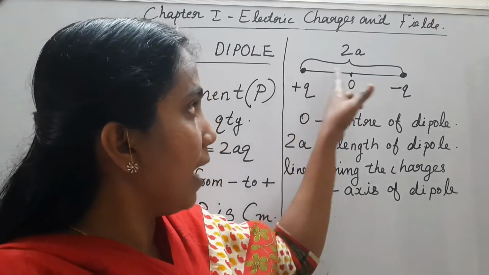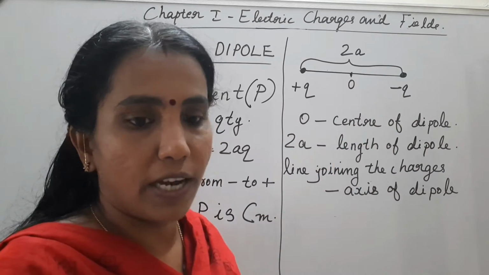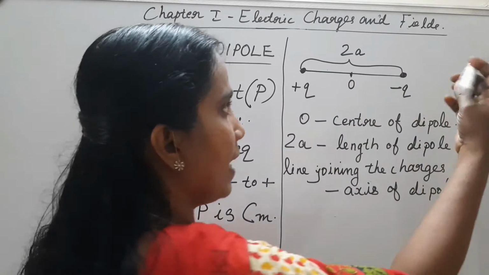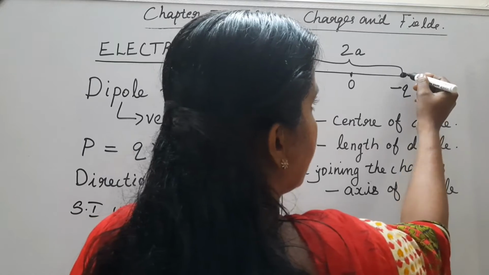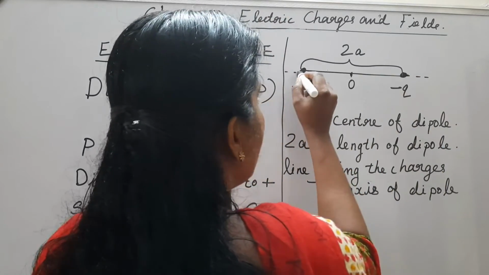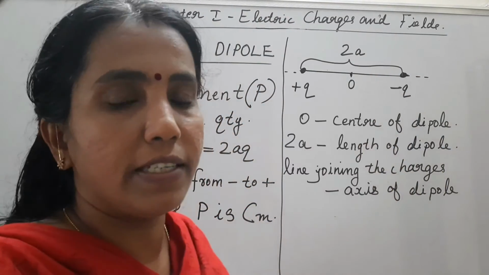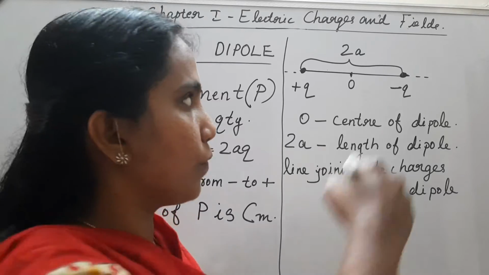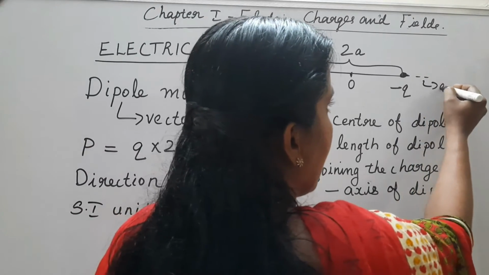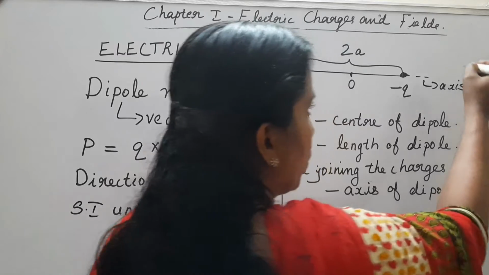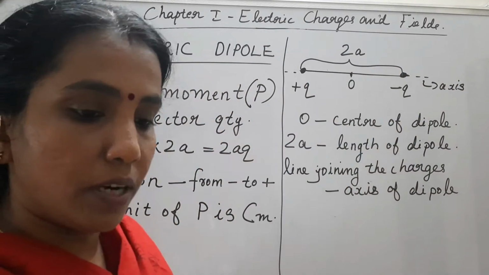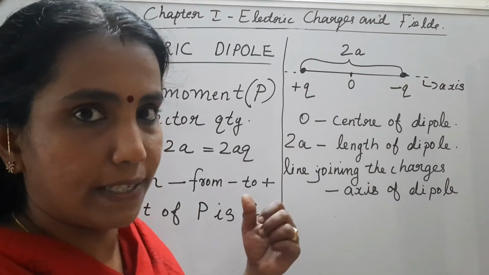Okay, and the line joining the centers of two charges, you can extrapolate that line to either side with a dashed line. That line joining the centers of two charges is called the axis of the dipole. So this is called the axis of the dipole. These are some terms related to the dipole as such.